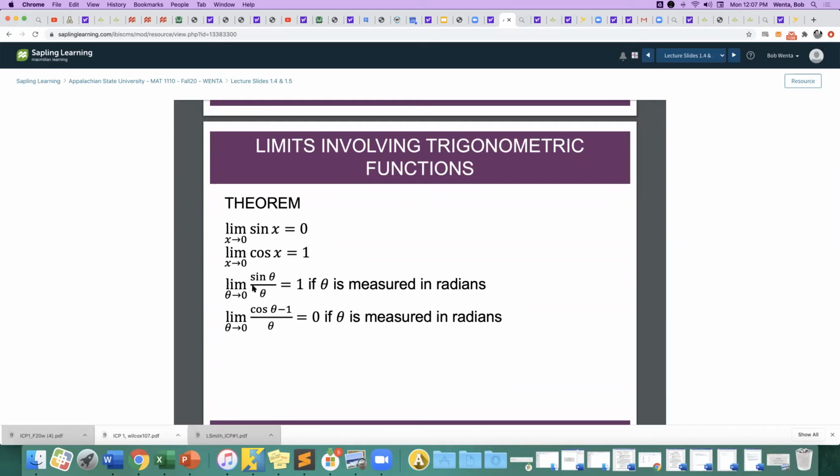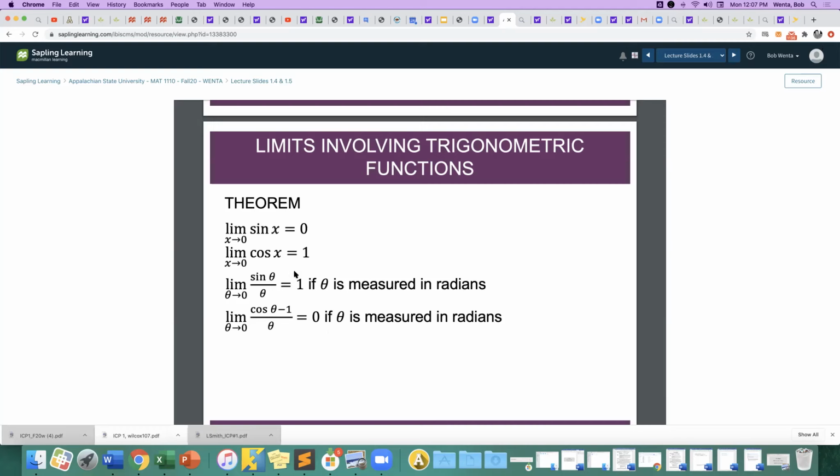Now down here, the one we just worked with is the limit as theta goes to 0 of sine theta over theta. That is 1 in measure in radians. So this is a new identity we're going to work with. We're going to pass on this one right now, not worry about the second one dealing with cosine. We're working with this right now.